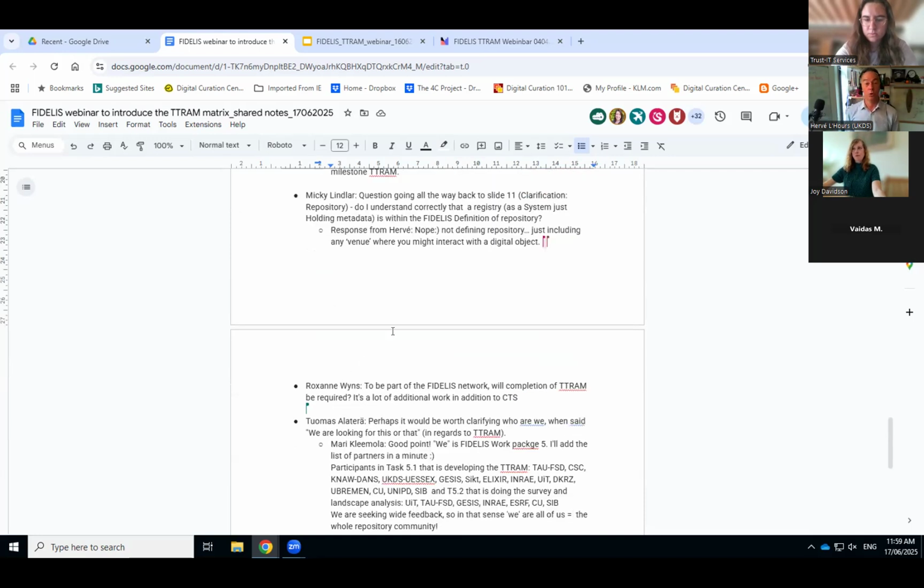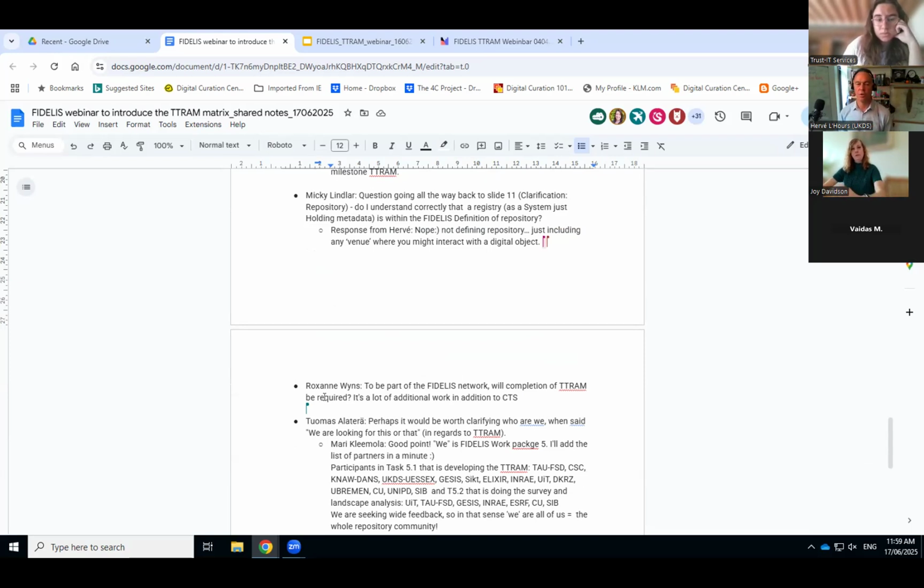I want to know what your digital objects are, and I want to know how you're looking after them. And I think that can be very, very inclusive of potential future members of the FIDELIS network without having necessarily to say, we're going to call this a repository or that a repository.